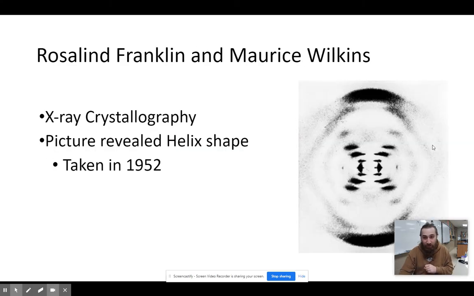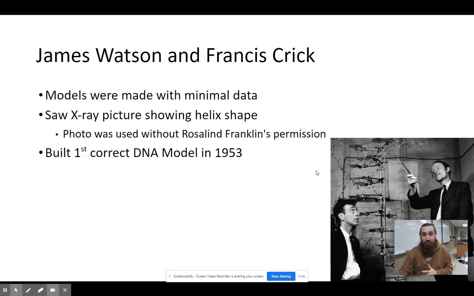This photo right here, they saw, and they actually weren't supposed to see it. They took this image without permission, and they used it. When they had this image, they took Chargaff's rule of A equals T and C equals G. They took Rosalind Franklin's image, and they were able to go back to the lab, build a model, and they built the first correct model in 1953. Okay, now this sounds great. They got to where they were going.